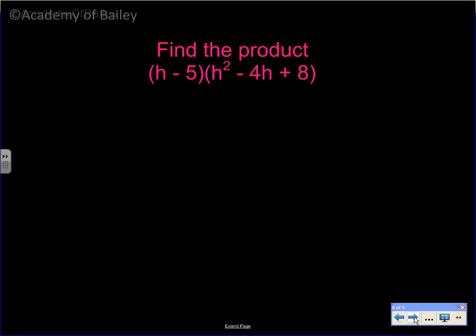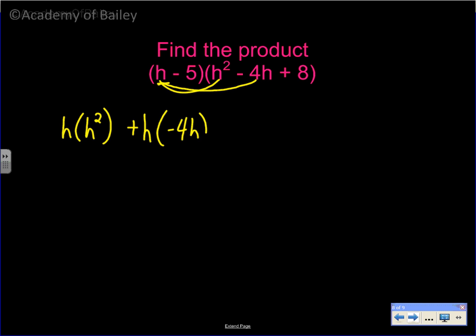I would like you to try this one on your own. You pause the video and I will quickly work through it. All right, first off, we have h times h squared. Remember to put the squared so we don't mess up like we did in the last problem. H times negative 4h. Well, that's going to be a negative. I'm sorry. H is positive, so let's make a positive h, and we're going to multiply that by negative 4h. We'll deal with the negative sign here in a little bit.